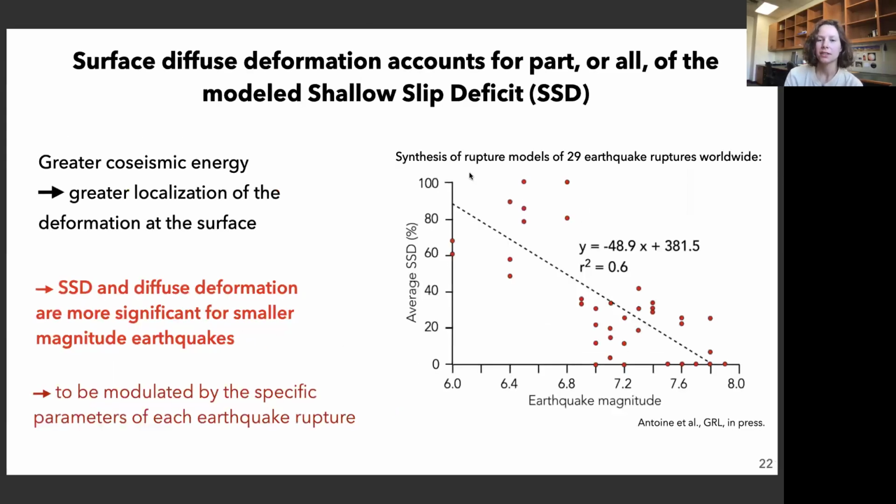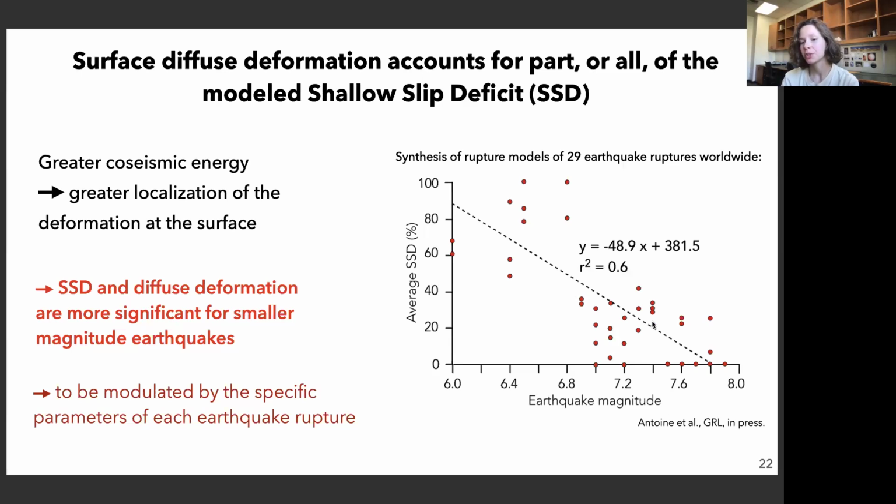So using a synthesis of SSD values for 29 rupture models worldwide, we have measured how much SSD there is in all of those models and plotted it against the earthquake magnitude. We have not really measured the SSD; I'm sorry, we extracted the values from the published models. For all of those continental earthquakes for which there is good enough data that the SSD was well constrained, we see this evolution from very high, more than 50% SSD for all the small magnitude earthquakes, and small in this context means everything below 7.8, 7.9.